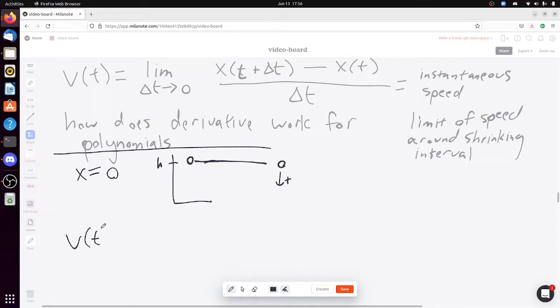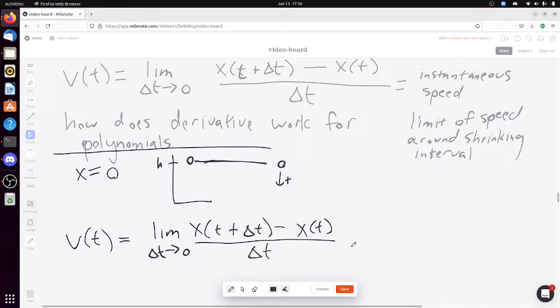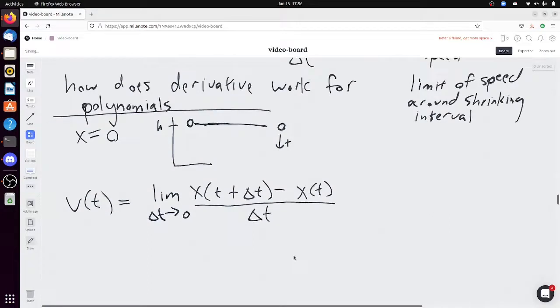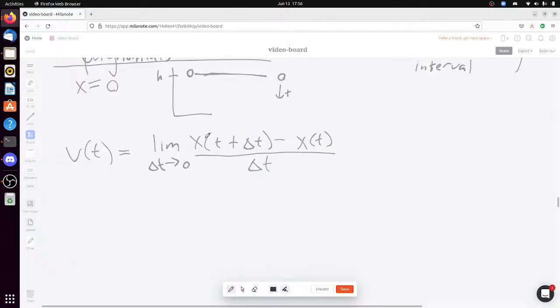So v of t equals, remember, the limit as delta t approaches 0 of x of t plus delta t minus x of t, all over delta t. And if we scroll down a little bit, the first step whenever you're trying to derive a derivative based on the limit definition of a derivative is to apply the function. So the function here is 0. So basically, every place in the equation x where there's a t, you would plug in t plus delta t.